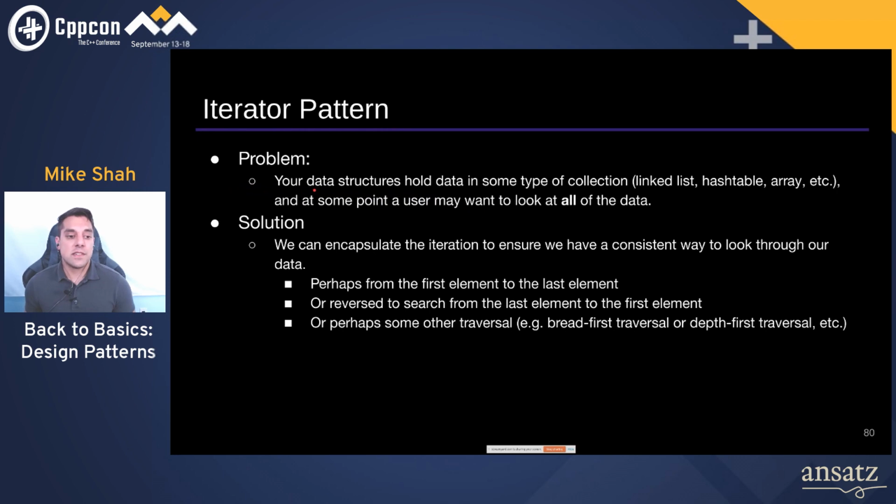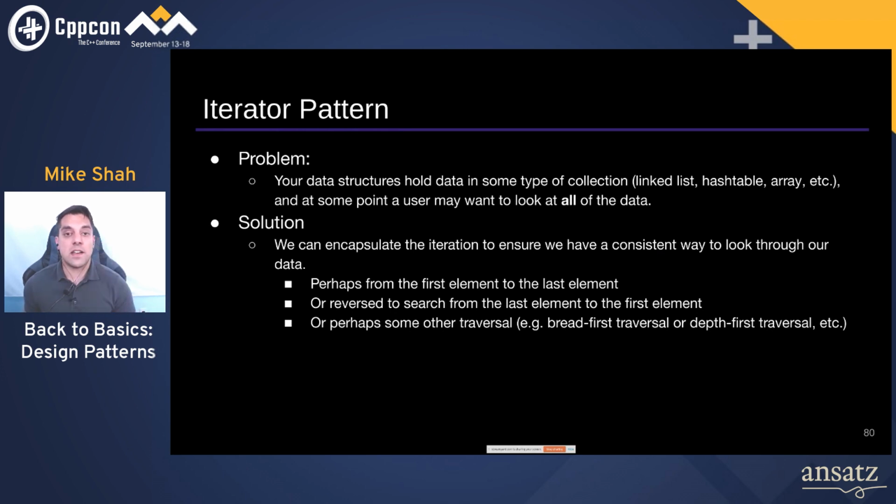The problem is, your data structures hold some data in some type of collection, whether it's a linked list, hash table, array, a heap, a tree, some sort of graph representation, it doesn't matter. And then at some point, a user is going to want to iterate through and look at all the data that's in the container. So the solution that we can provide our user is to encapsulate the iteration in some way such that we have a consistent way to look through our data.